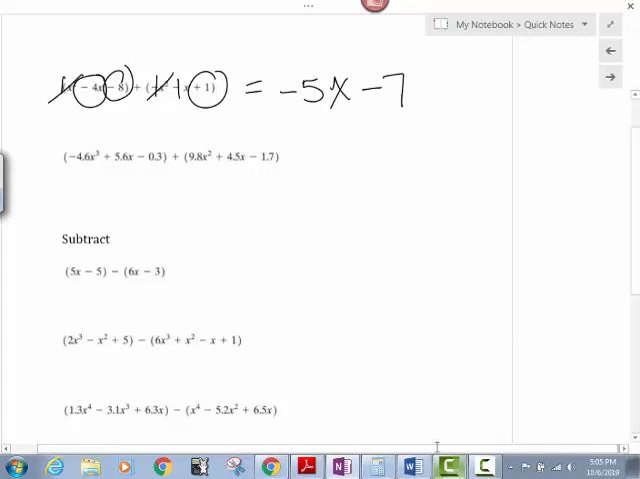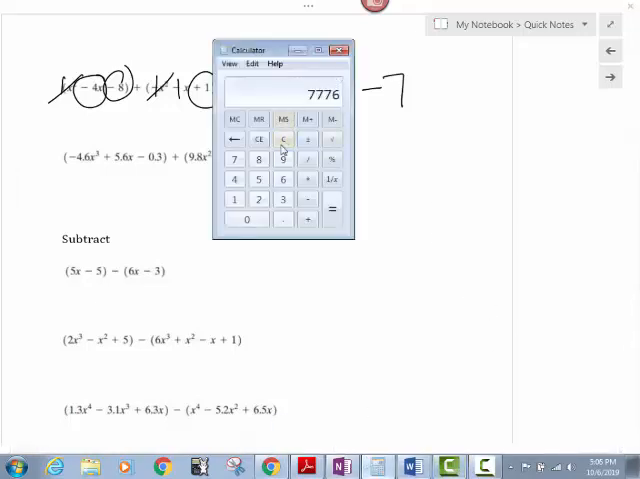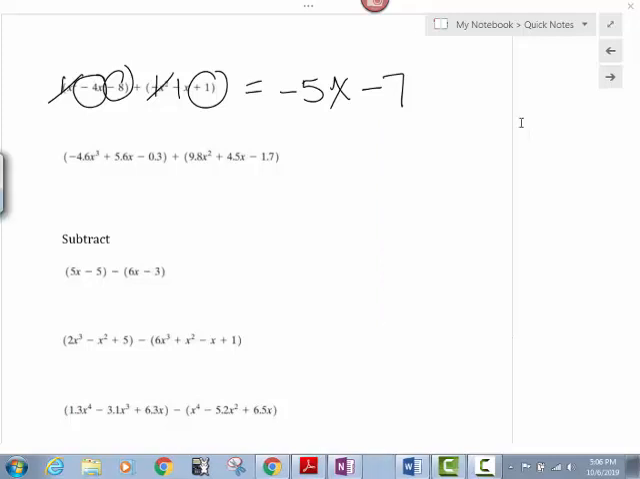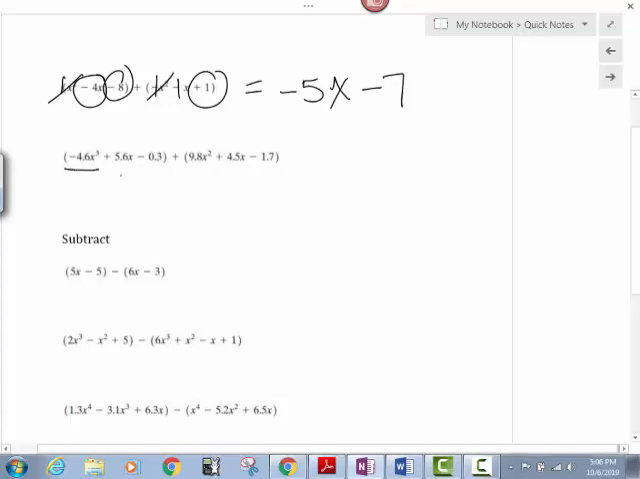For the next one, I'm going to grab my calculator right here. Let me clear that out. Okay. So let's see. We have negative 4.6 plus 9.8 is 5.2. Oh, oops, sorry, my mistake. I can't combine those two together. I just realized that. One of them is an x to the third, and one's an x squared. So they're not like terms.